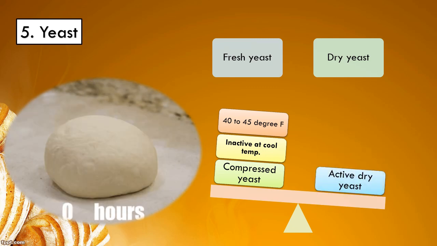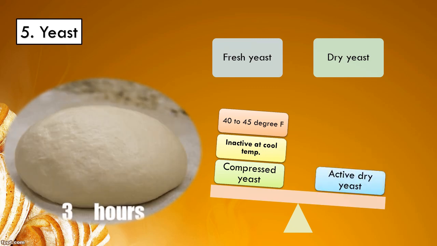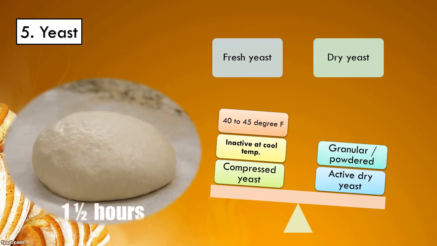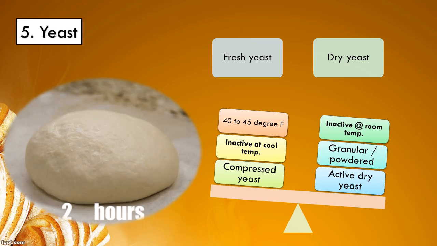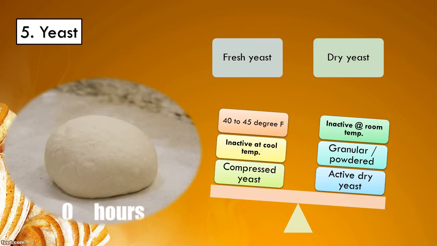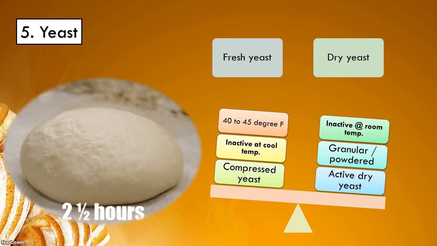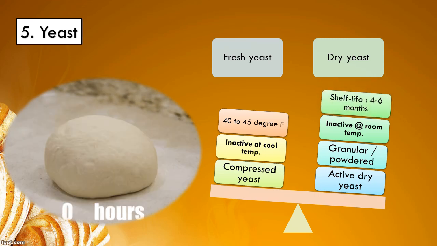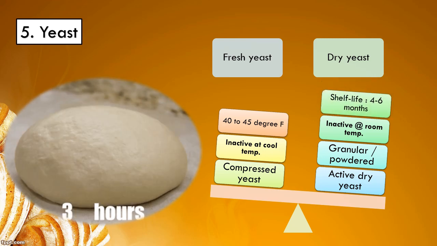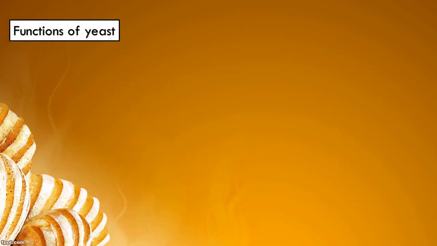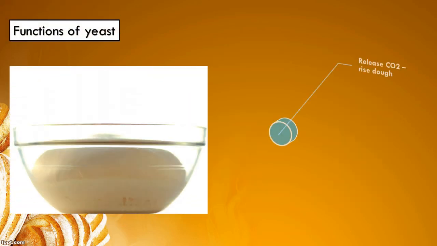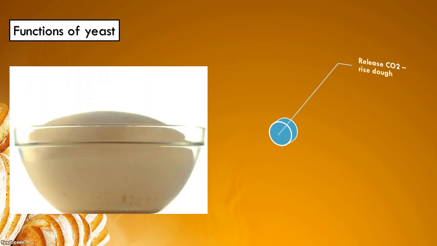This dry yeast is also known as active dry yeast and is available in granular and powdered form. Dry yeast remains inactive at room temperature and has a shelf life of 4 to 6 months because of its lesser moisture content. Coming to the functions of yeast, it releases carbon dioxide in order to raise the dough.